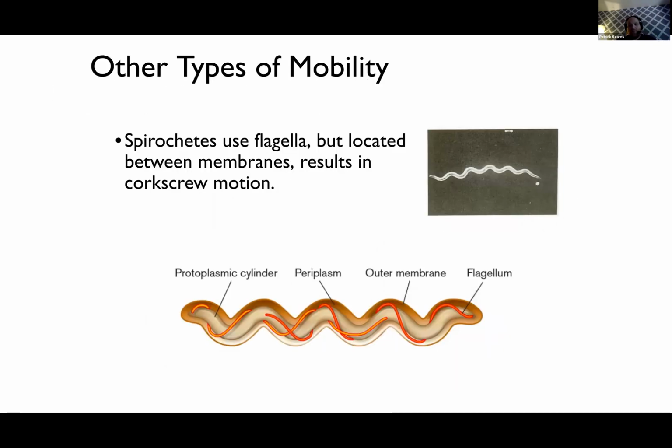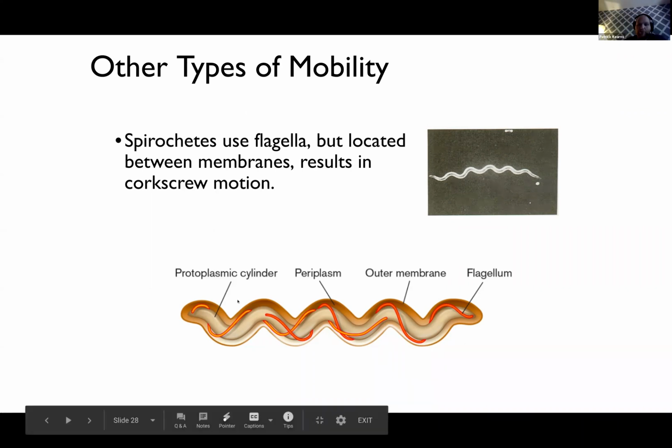Before we go on and talk a little bit more about motility, there are other types of motility that we do observe. And the one that's kind of the coolest is from a group of bacteria called the spirochetes. You might have never heard of spirochetes before, but one spirochete you definitely have heard of, and you didn't know it was a spirochete, is the bacteria that causes syphilis, Treponema pallidum. A spirochete is essentially a corkscrew-shaped bacteria.